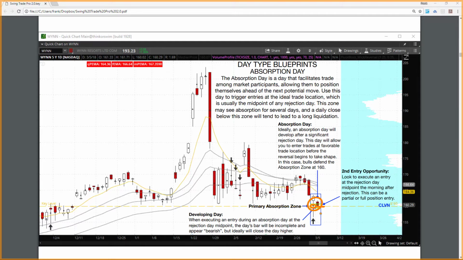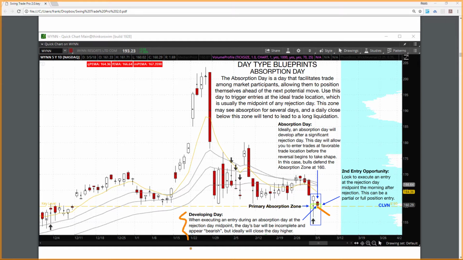So that is very important to understand: the developing day and how it looks when you trigger an entry. Basically, in the ideal scenario, an absorption day will develop after a significant rejection day, and this day will allow you to enter trades at a favorable trade location before the reversal begins to take shape. In this case, bulls defend the absorption zone at 160. I was one of those bulls here.